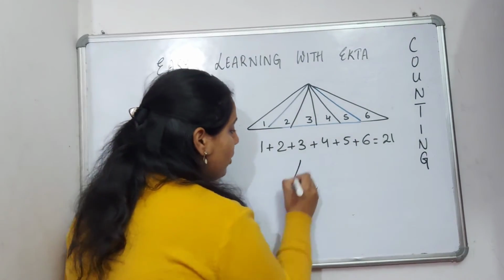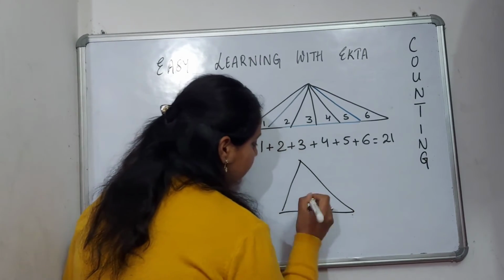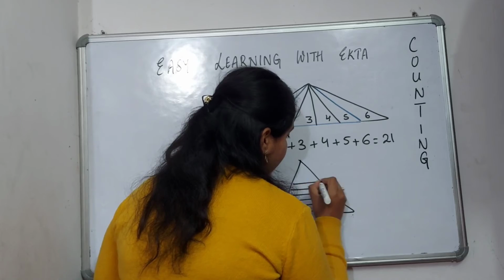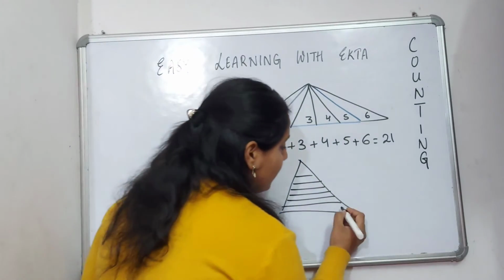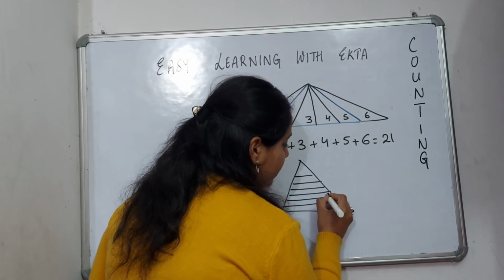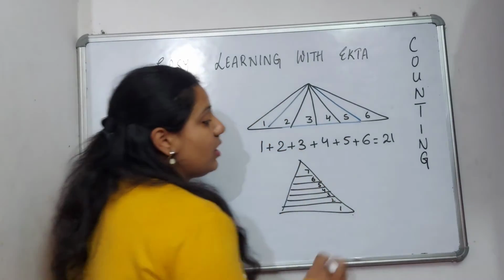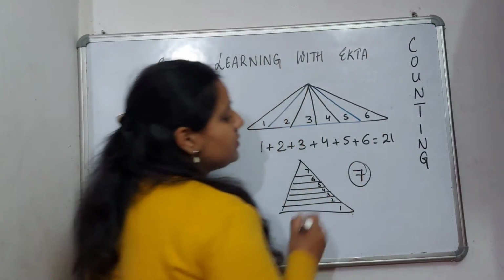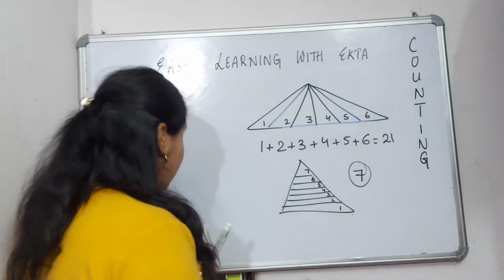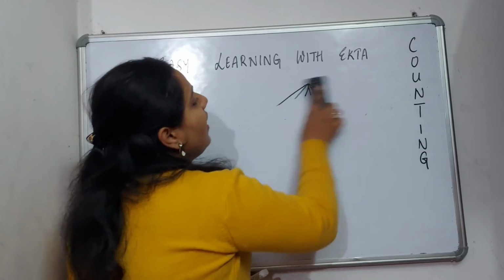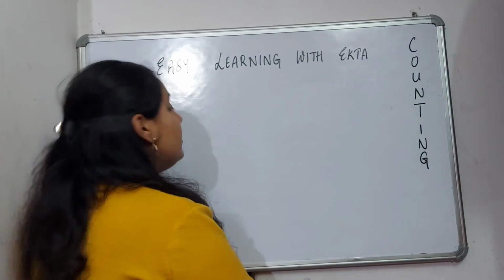Now if I talk about horizontal lines, 1, 2, 3, 4, 5, 6 and 7. So how many triangles are there? 7 triangles. And the last one, in which we have slanting lines as well as horizontal lines.